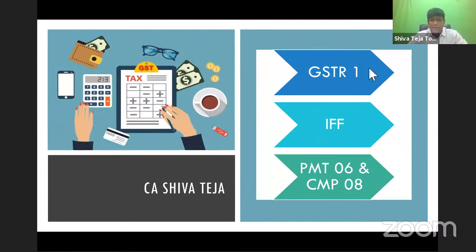So the discussion for today is GSTR1, IFF, and also about PMT 06 and CMP 08. CMP 08 is in case of composition. It's a challan used for quarterly payment of tax. And one thing, let me tell you before I proceed. Today we thought we would also cover GSTR 4, but I deferred that because GSTR 4 is an annual return in case of a composition registered person. Since GSTR 4 is filed on an annual basis, we thought we'll cover that along with annual returns. So today's discussion, we'll do GSTR 1, IFF, PMT 06 and CMP 08.